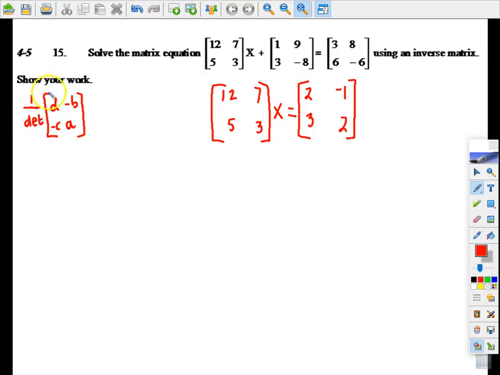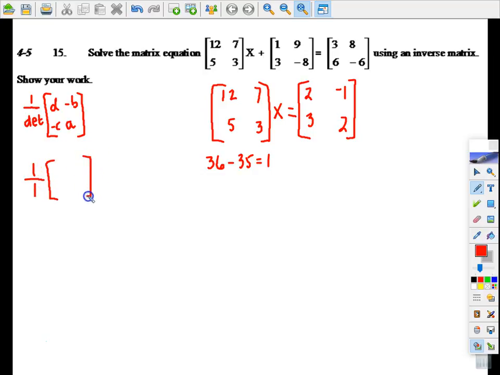Obviously, before I can find the inverse, I need to know the determinant of this 2 by 2. So here's how I find the determinant. I multiply across this way, 12 times 3. And then I multiply the other direction, 5 times 7. And I always subtract. When you're finding the determinant, you always subtract. Just think the d in determinant and relate it to the d in difference. Difference meaning subtraction. So 36 minus 35 is 1. Okay, so my determinant is 1. So it's like dividing 1 by 1.